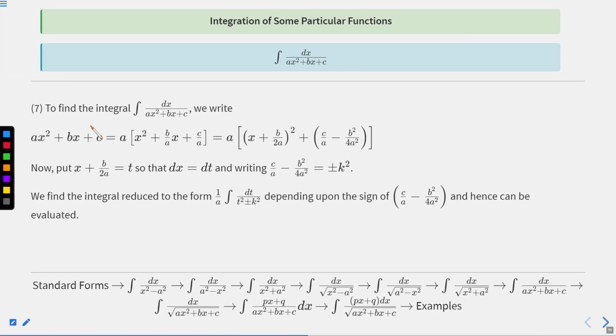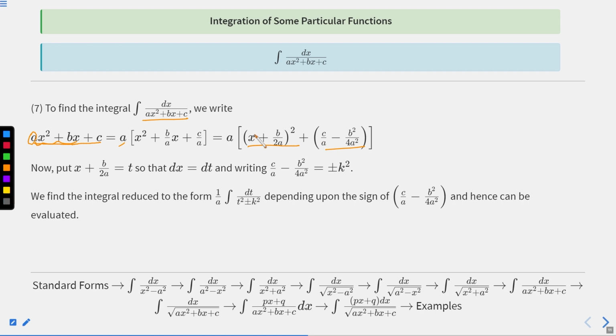Now, to find this integral, we write ax square plus bx plus c in a particular form. First of all, we try to make a complete square form by taking a, the coefficient of x square, as common, so you will have x square plus b by a x plus c by a. This means you can now make x plus b by 2a whole square plus c by a minus b square divided by 4a square. Okay, clear? This form.